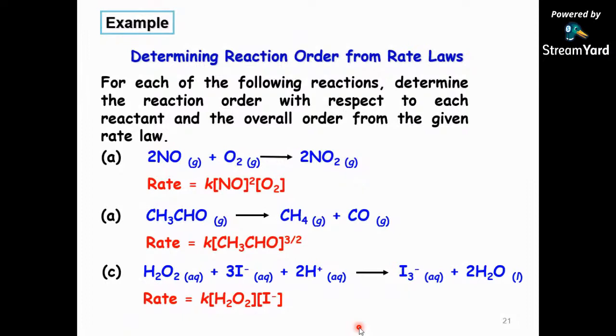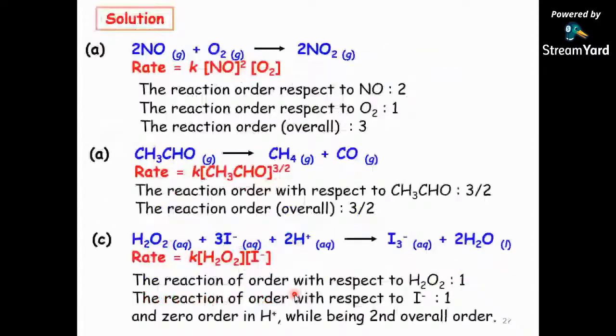For each of the following, based on this question, you have to determine the overall order. There are two questions. Determine the reaction order with respect to each reactant. So this is 2, this is 1, and the overall 3. This one, 3 over 2. And then this one, 1, 1, so it's 2. Okay, let's check. So this is the answer according to the power. 2, 1, total 3. 3 over 2. Here, 1. Overall, second order.